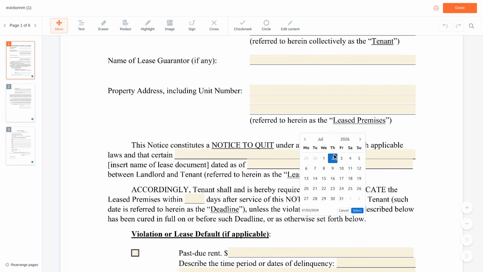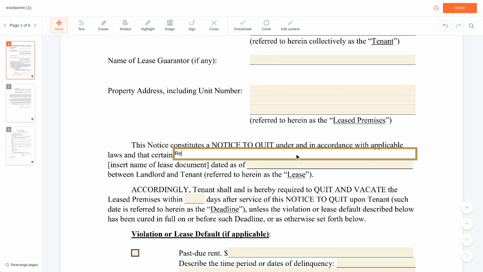Now the terms. Name the lease document you are enforcing and its date. Here, a residential lease agreement dated June 1, 2023. The next blank, the number of days the tenant gets, is set by your state's law. We cover it in the requirements in a moment, so fill it in after checking that.